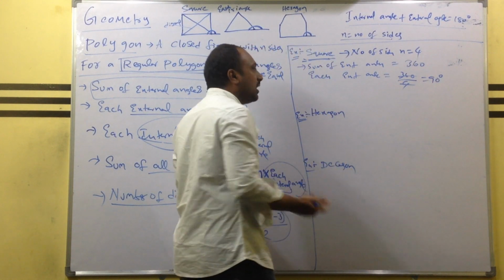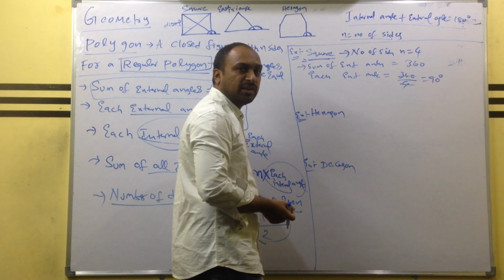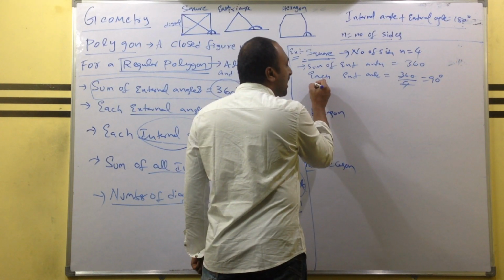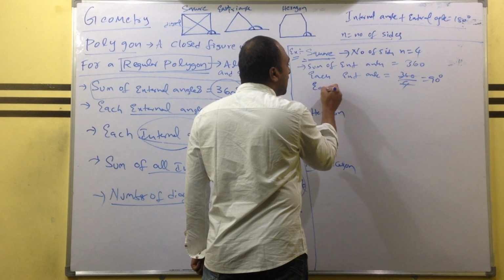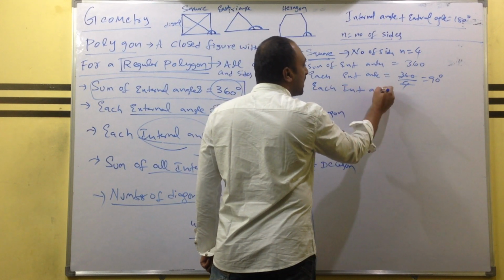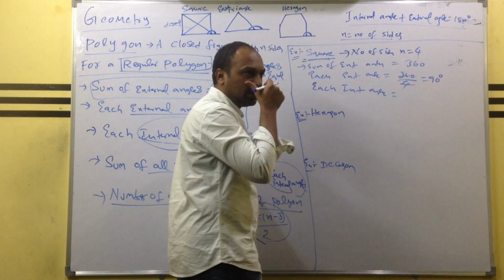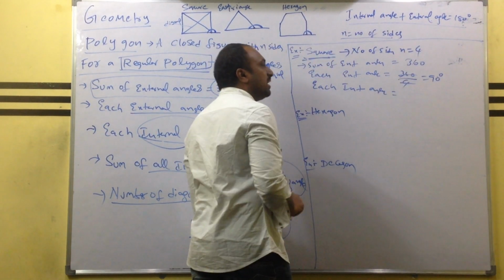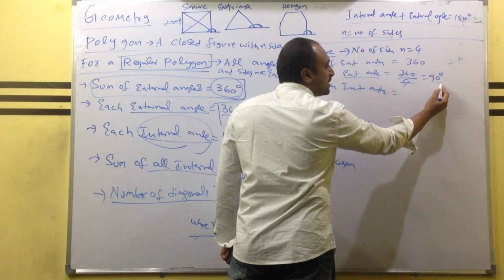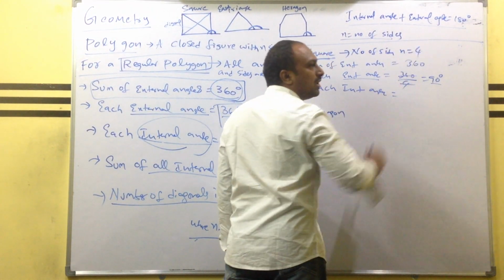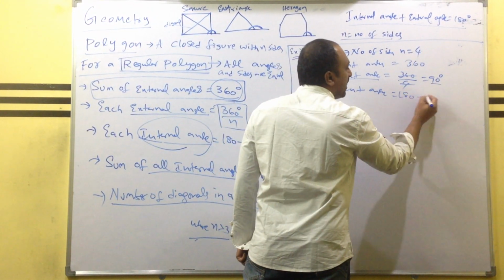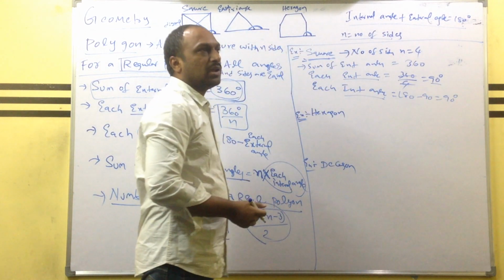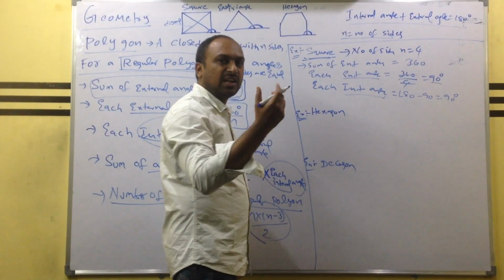That's it. After completing each external angle, then you want each internal angle. We already know internal angle plus external angle is equal to how much? 180. External angle is already 90. So 90 plus how much equals 180? It is nothing but 180 minus 90. 90 degrees is the internal angle. So now you got each internal angle, right?